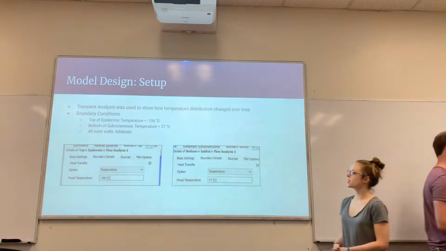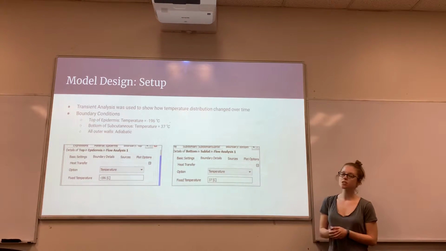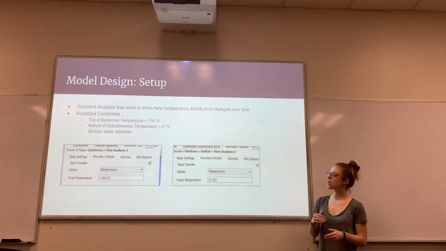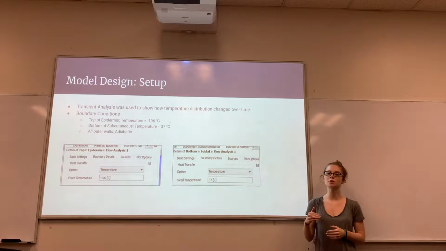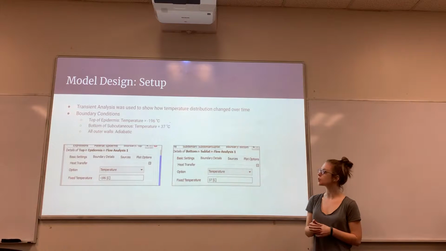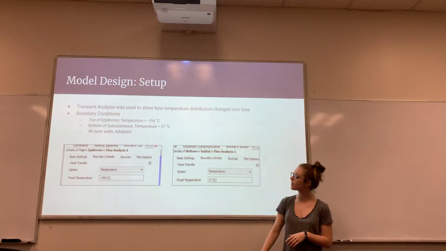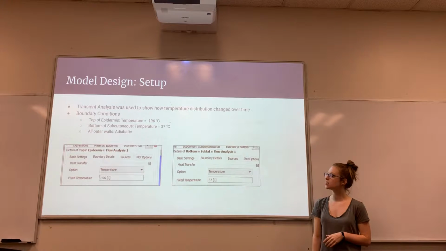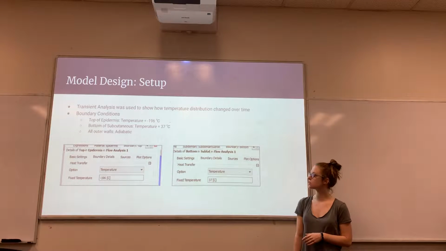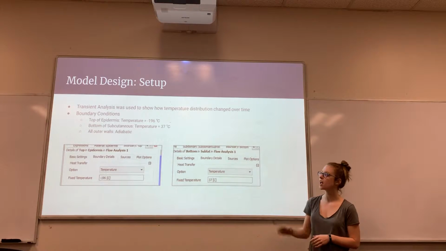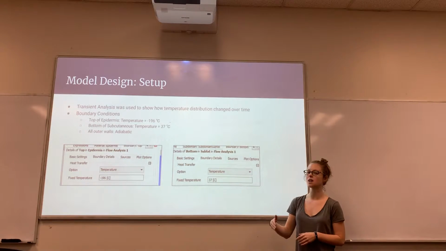For our setup on ANSYS, we used a transient analysis to show how the temperature distribution changed over time. As for the boundary conditions, as previously mentioned, the top of the epidermis was applied a cryoprobe temperature of negative 196 degrees Celsius, and you can see how we inputted that right there. The bottom of the subcutaneous layer was set to a temperature of 37 degrees Celsius, and that boundary condition was specified right here. All the outer walls were considered to be adiabatic.